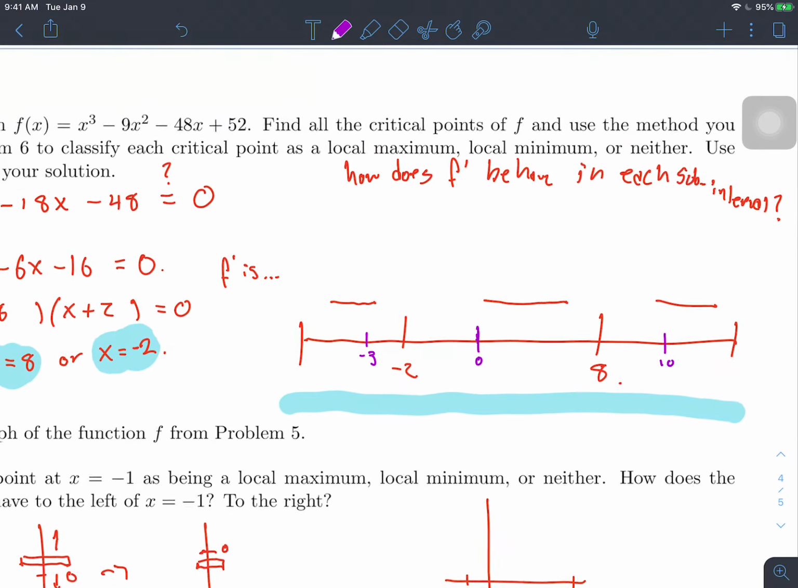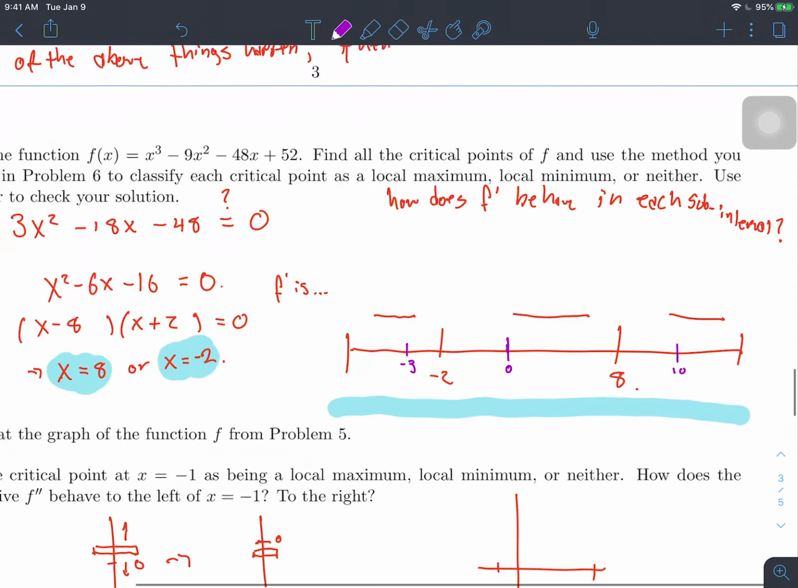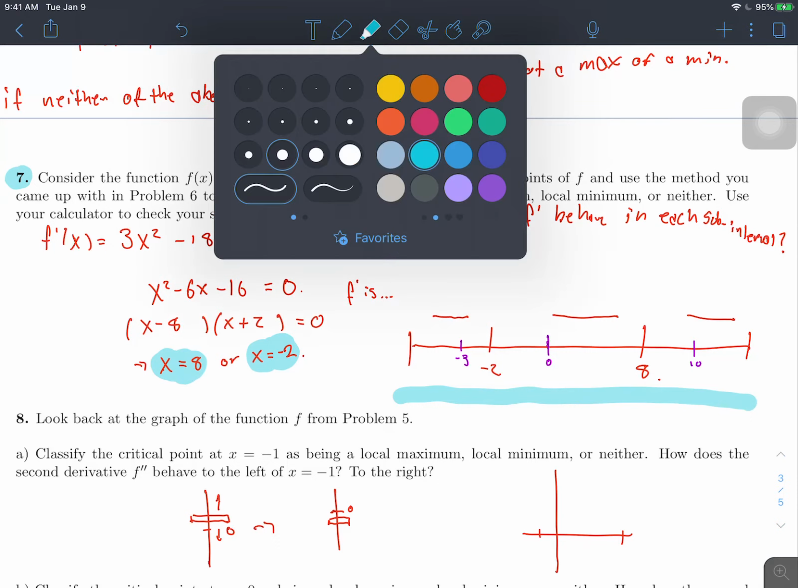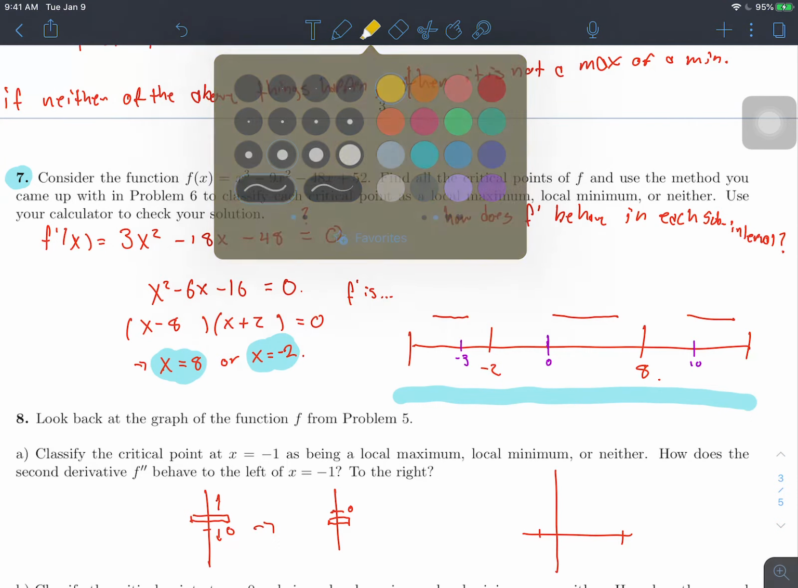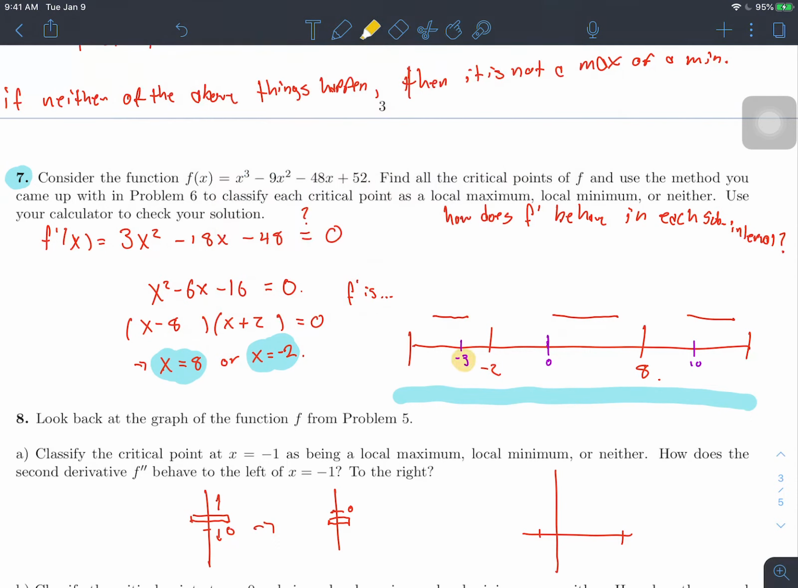Okay, so what do I do now? I'm going to take my purple points and I'm going to plug them in for x in f prime. If I get a positive number, I know that f prime will be positive in that entire interval. So let's do it. I'm going to give myself a little bit more space here.